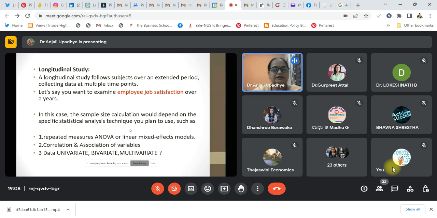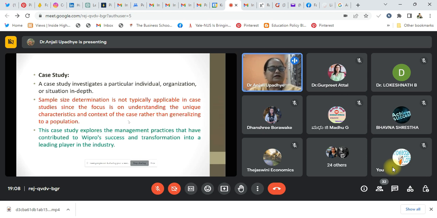sampling technique. Therefore, in such a study, there may be repeated measures ANOVA, or correlation and association of the variables, or you may find the data is univariate, bivariate or multivariate. Along with all this, you are going to ask what exactly my sample size for the study is. Whatever the study design is, we consider this as per the study design.